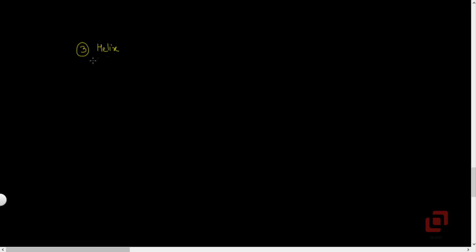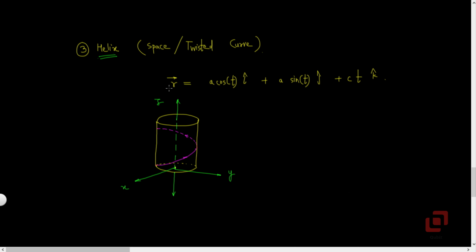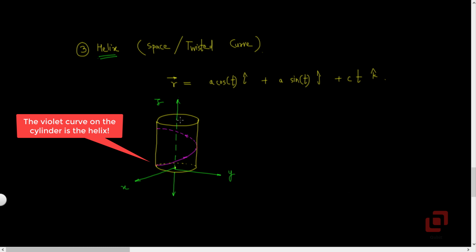Let us now go to the next example, which is the curve helix. Unlike the circle and the line, helix is not contained in a single plane. Hence it is also called a space curve or a twisted curve. The parametric equation of helix, whose axis is the z-axis, is given by r bar equal to a cos t i cap plus a sin t j cap plus c t k cap, where t is the parameter and the numbers a and c are constants which decide the radius and the pitch of the helix.